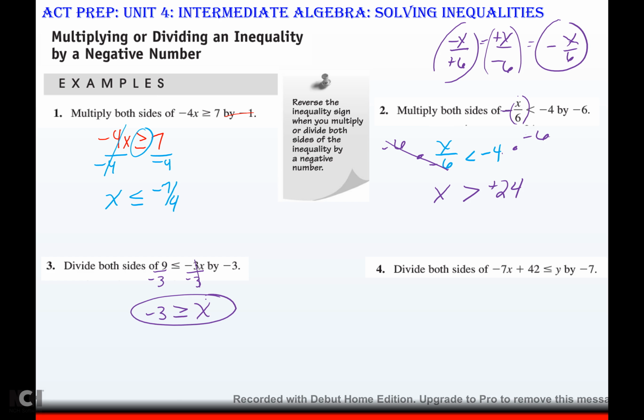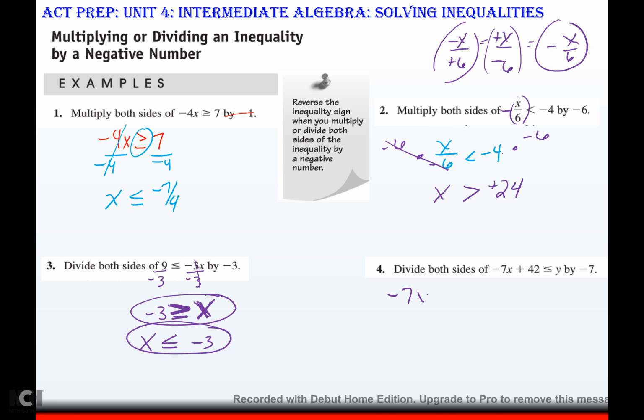Now, if you're going to write this properly, you can't just switch x and -3 and leave the sign the same way. Your statement at the end has to say that x is less than or equal to -3. So when you rewrite it, you've got to flip it.